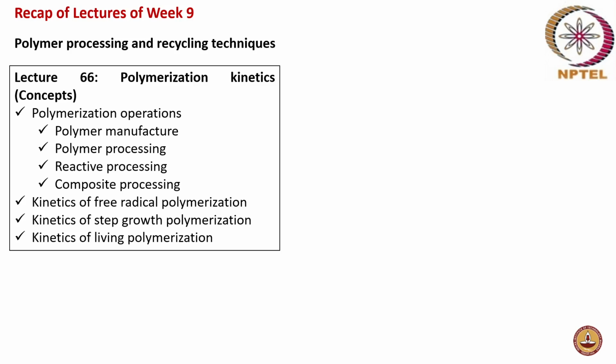After this pre-preg is formed, it is taken for the final molding operation. During this, the shaping happens, whatever desired shape you want, and then finally the cross-linking reaction happens. The next discussion in this lecture was on the kinetics of different polymerizations, for example free radical polymerization, step growth polymerization, and living polymerization. The kinetics of each of these polymerization operations were discussed.